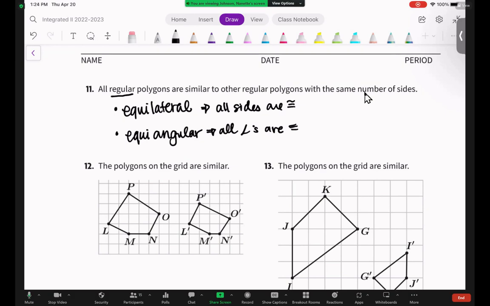Okay, for the second one, number 11, most of you came up with the correct answer. It says all regular polygons are similar to other regular polygons with the same number of sides. Now, if they didn't say the same number of sides, the answer is no, because a square will never be similar to a pentagon. Okay, never.